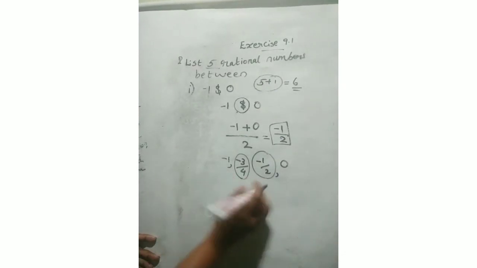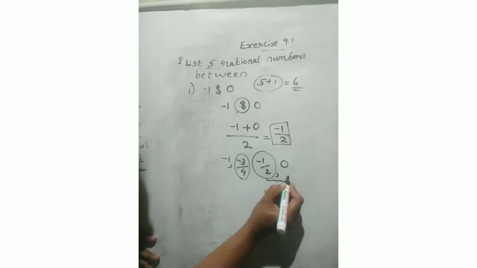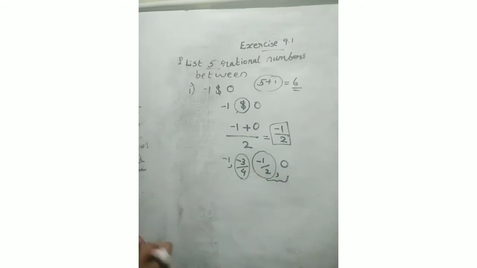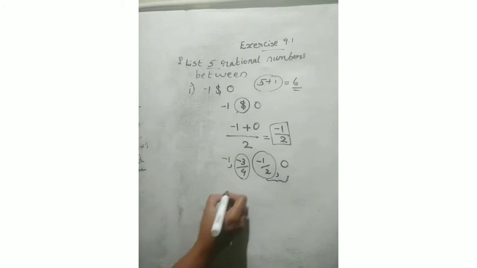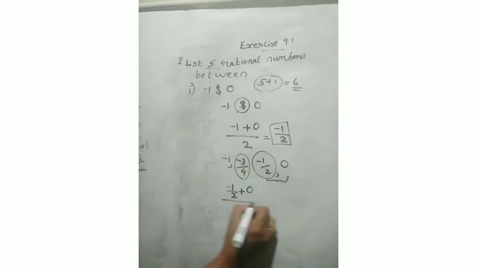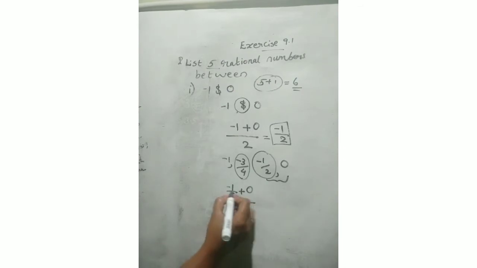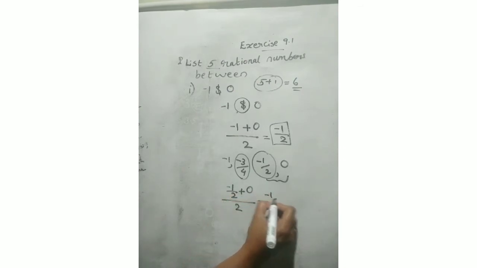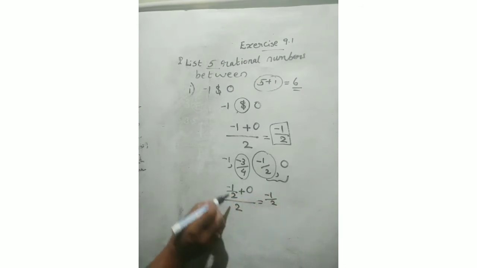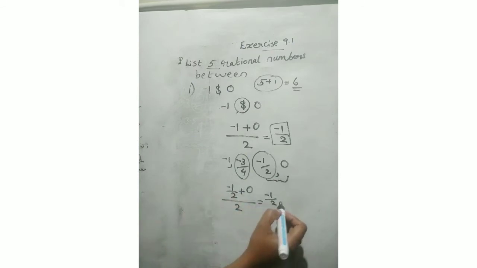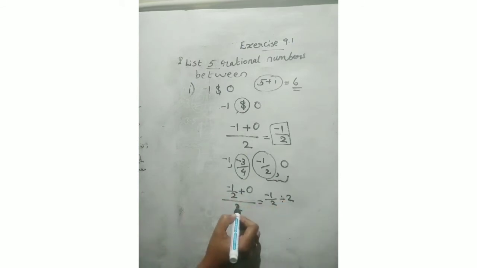Next we can find the rational numbers between negative 1/2 and 0. That is, negative 1/2 plus 0, divided by 2. Negative 1/2 means negative 1/2 itself. Negative 1/2 plus 0, that number itself, divided by 2.